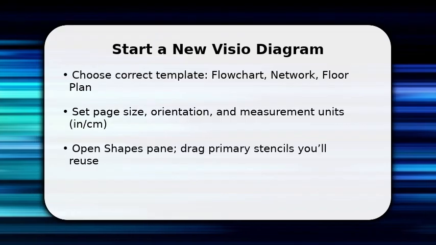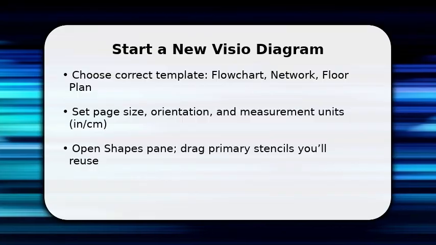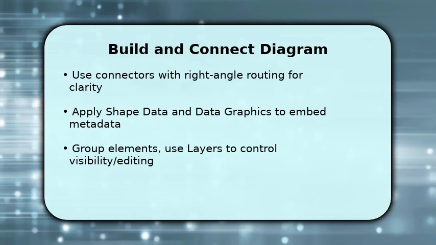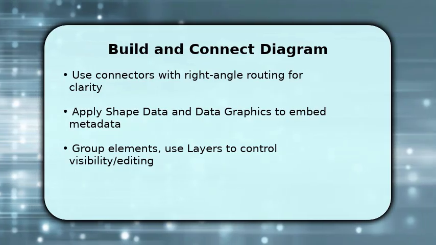Now drag core shapes onto the canvas to establish structure and use the grid and snap settings to lock alignment as you place the first elements. You'll now add connectors and refine layout. Use the connector tool and enable right-angle routing for readable lines.